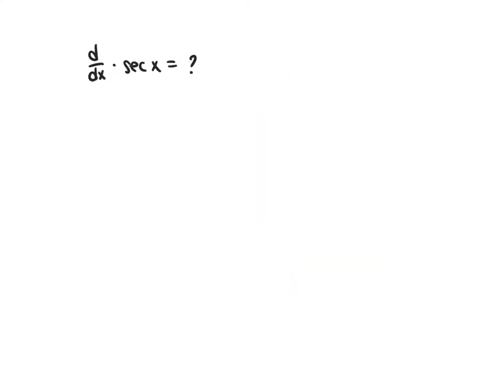When you find the derivative of secant, you want to rewrite that as 1 over cosine. And now doing this, you want to use quotient rule again. So the bottom times the derivative of the top minus the top times the derivative of the bottom, all over the bottom squared. That's 0. Negative and negative make a positive.